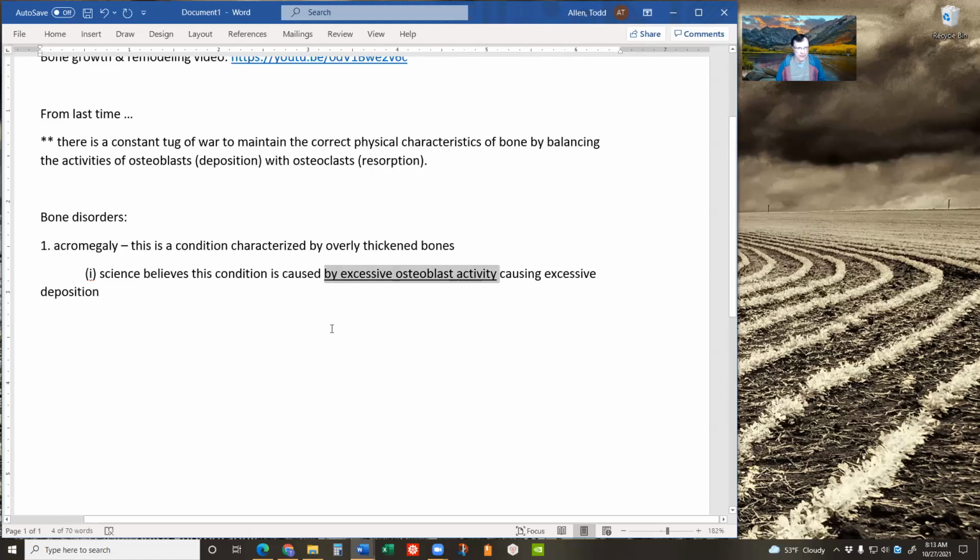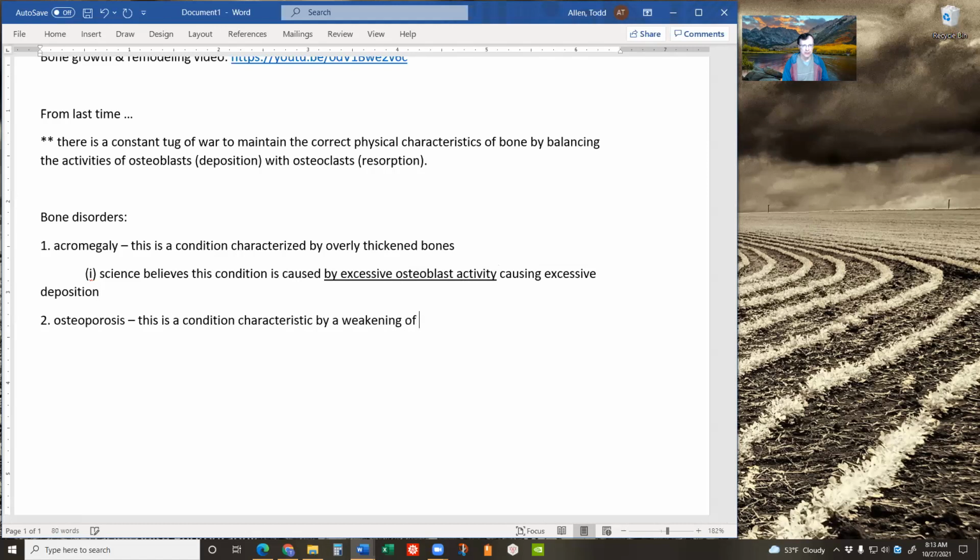The other disease that you may be more familiar with is osteoporosis. Osteoporosis is sort of a brittle bone disease. This is a condition characterized by a weakening of bone tissue. Okay. Science believes that this condition is caused by excessive osteoclast activity.